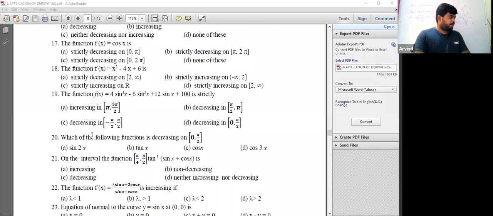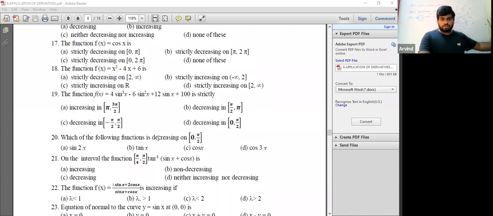Pi to 3 pi by 2. In pi to 3 pi by 2, cos can be both negative and positive. It is negative there, but the option says it is increasing, so that is wrong. Decreasing in 0 to pi by 2? No, in 0 to pi by 2 it is a positive value. Decreasing in minus pi by 2 to pi by 2 includes 0 to pi by 2 as well. So option D is wrong and option C has no chance. So option B is the correct answer.